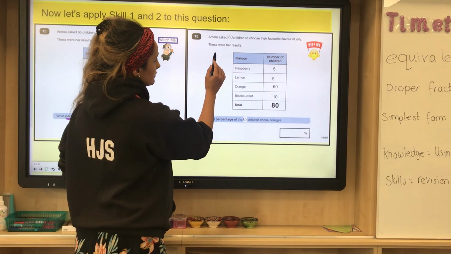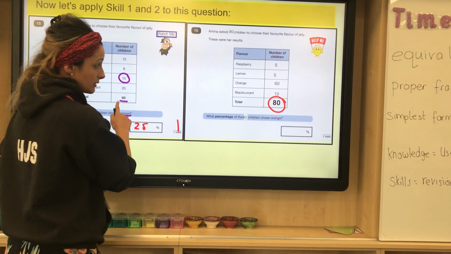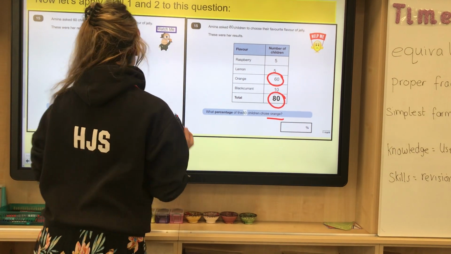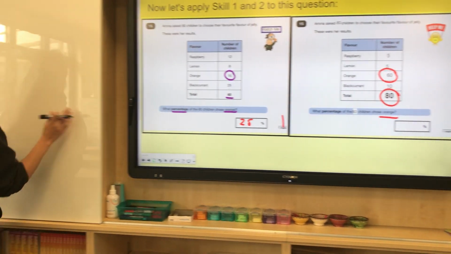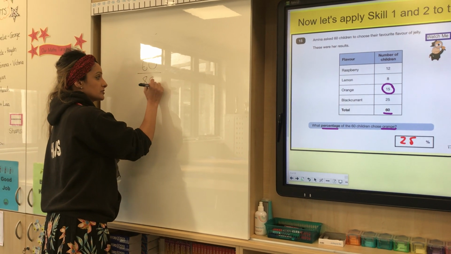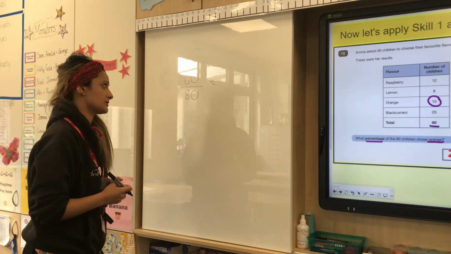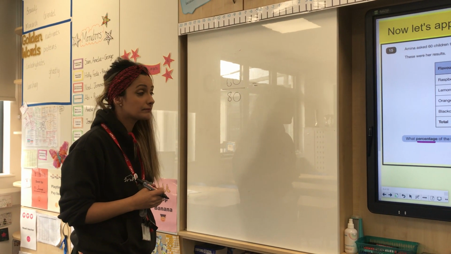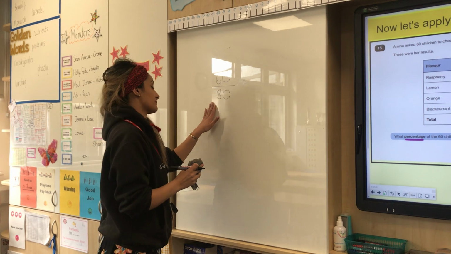So we've got 80 children now, changed that total number, and chose orange. We're still looking at the orange, which was 60. Okay. So again, coming back to that skill, I need to put it into a fraction first, 60 out of 100. Reduce that to its simplest form. You're hoping at this point... It's 60 out of 80, Mrs. Gale. Oh, thank you, Miss Smith.